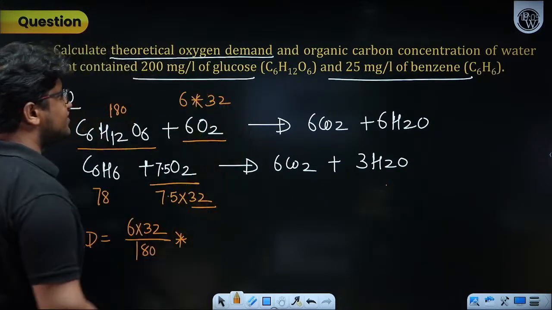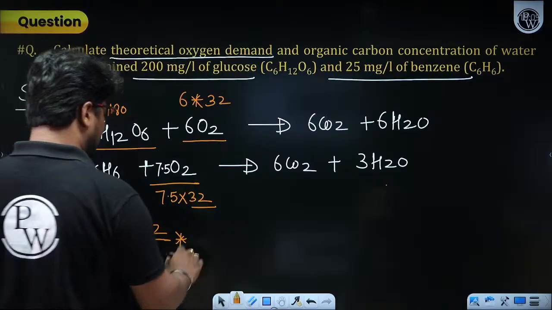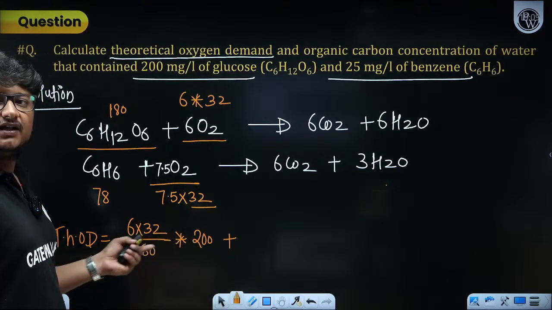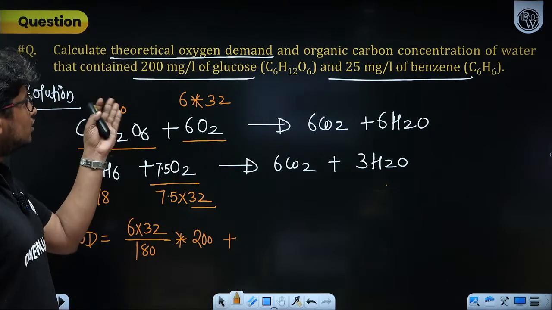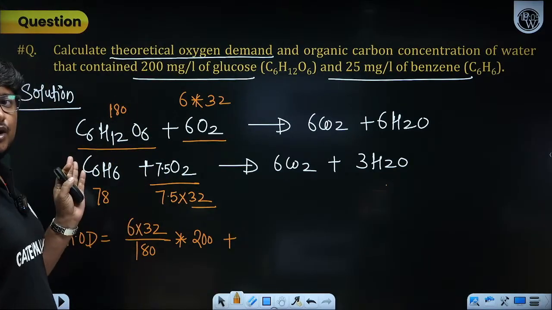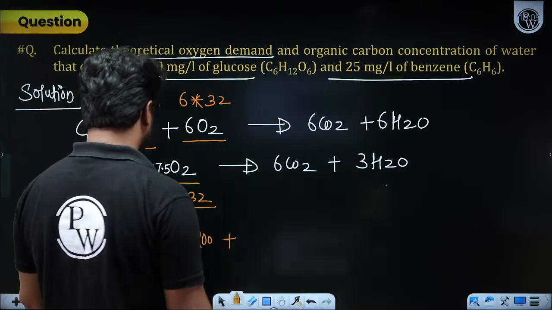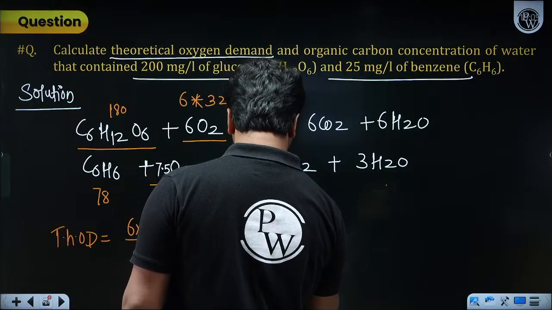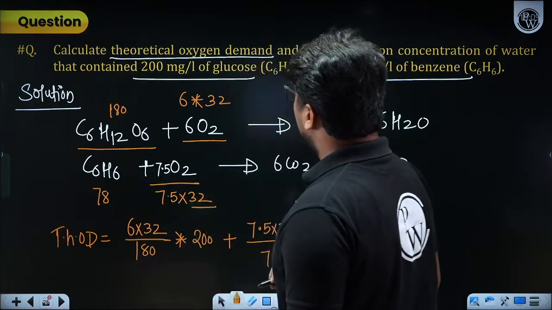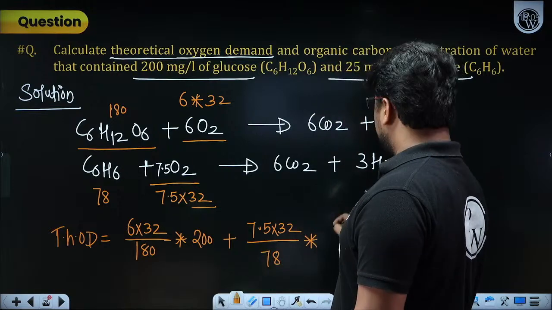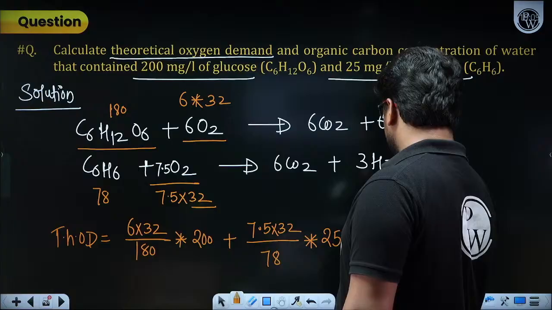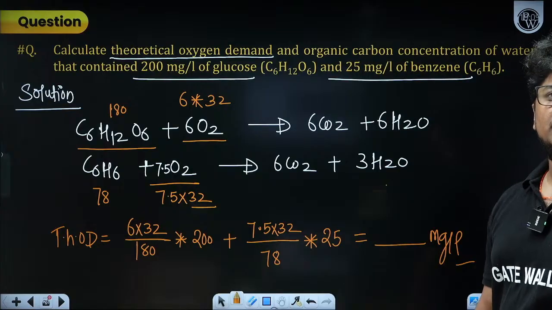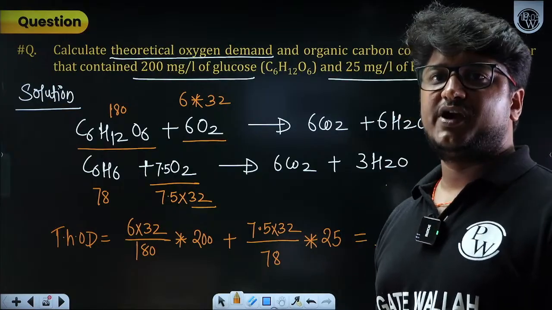Now, what is the concentration of glucose we have in the sample? It is 200 milligram per liter. So for 200 milligram per liter, simply multiply and you will get the oxygen demand required by the glucose. Similarly, for the benzene part, it will be 7.5 into 32 divided by 78 into 25, as the benzene is 25 milligram per liter. So the total theoretical oxygen demand you can find out, and according to Himanshu it is 290.25. Is it?